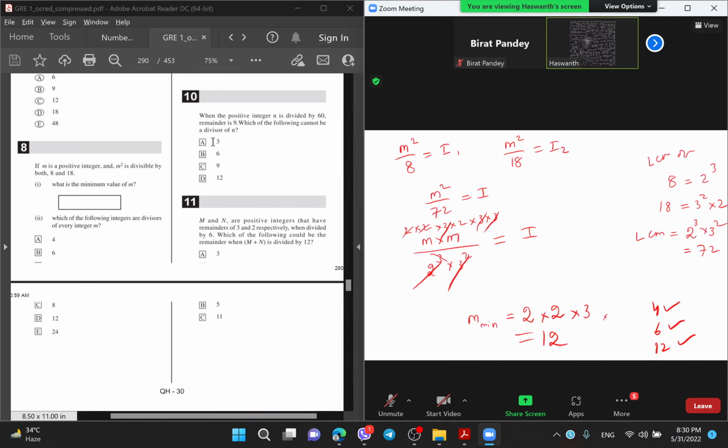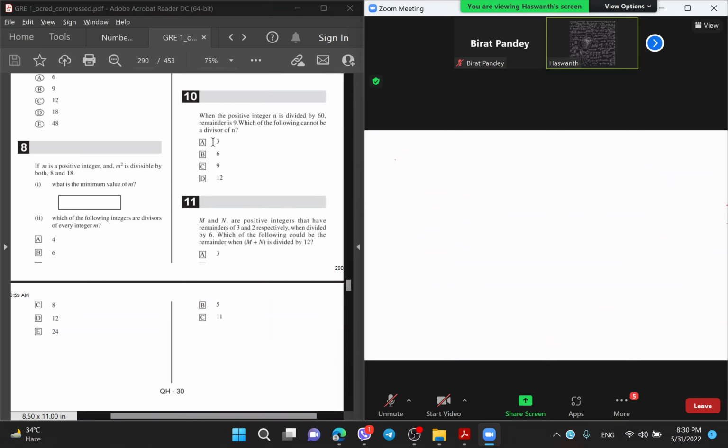Next, m and n are positive integers which leave a remainder of 3 and 2 respectively when divided by 6. Then which of the following can be the remainder when m plus n is divided by 12? He said m when divided by 6 leaves a remainder 3. N when divided by 6 leaves a remainder 2. He is asking what is the remainder when m plus n is divided by 12.